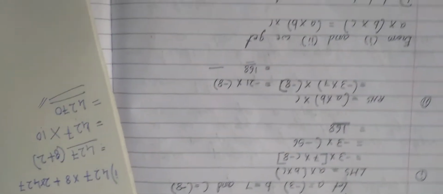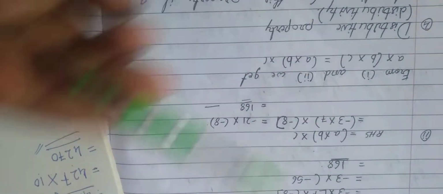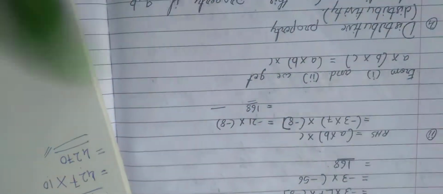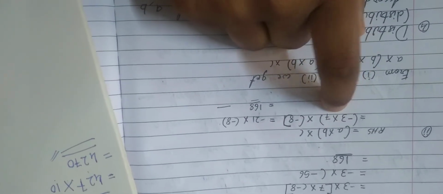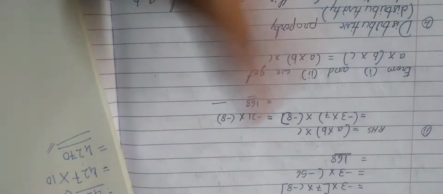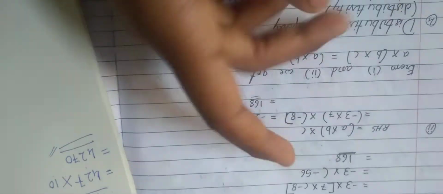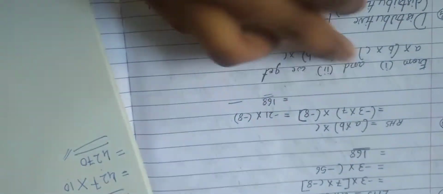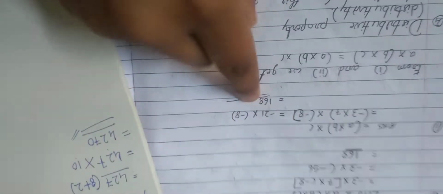The same thing is repeated here: a into b into c. However we group it, the answer is going to be the same. 3 sevens are 21, 7 threes are 21, and again 21. So 21 into 8 is 168. So it is the same thing, and we have completed this.